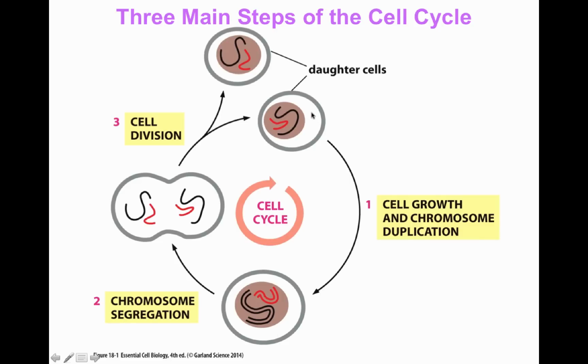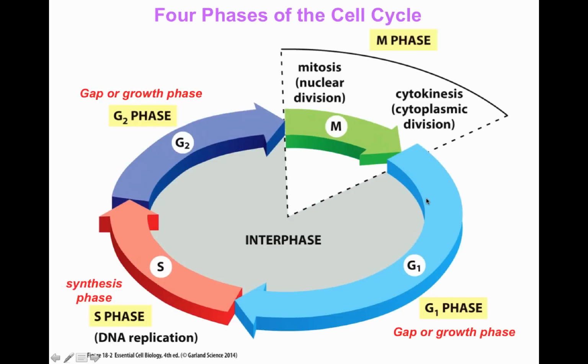But also, you're going to have the duplication of the chromosomes. So we now have two red chromosomes and two black chromosomes. Eventually, those chromosomes are going to be segregated, and each of the daughter cells will inherit an identical number of chromosomes. Once the chromosomes have been segregated into the daughter cells, you have the event of cell division. We're going to take a closer look at how all these three different steps are related to the cell cycle.